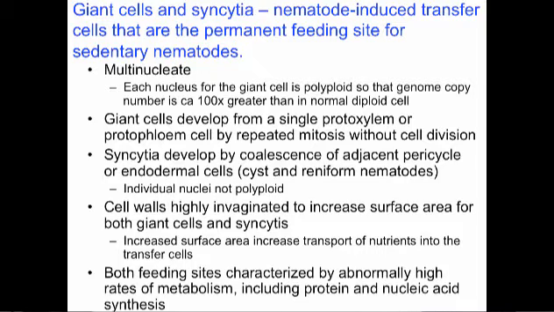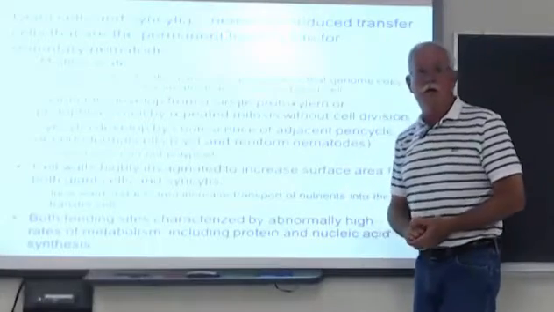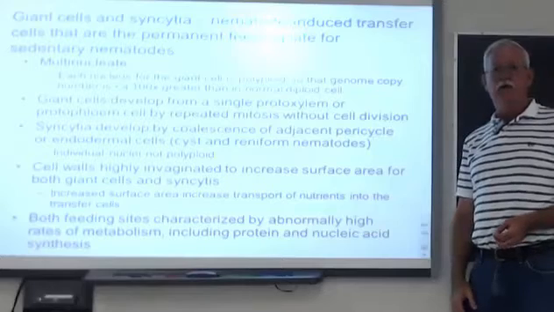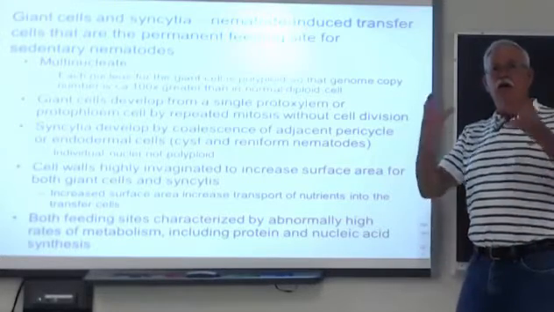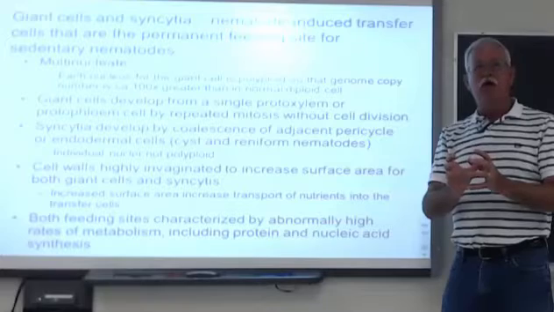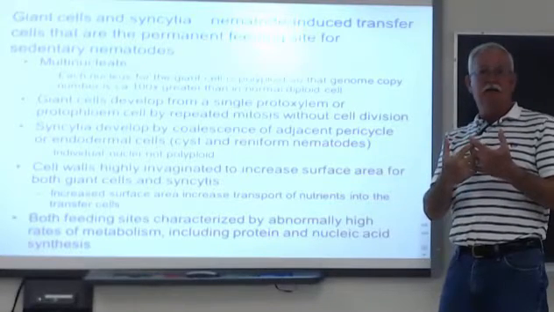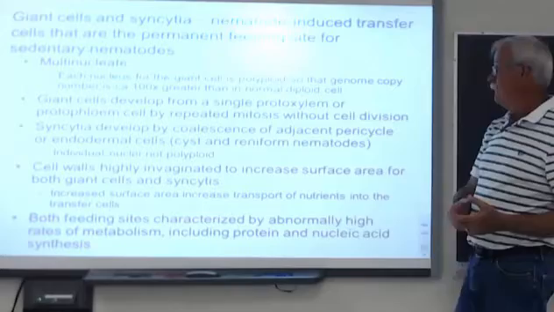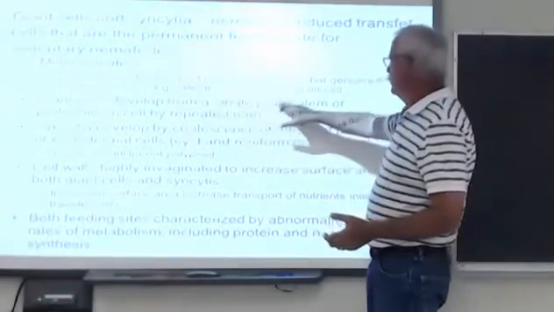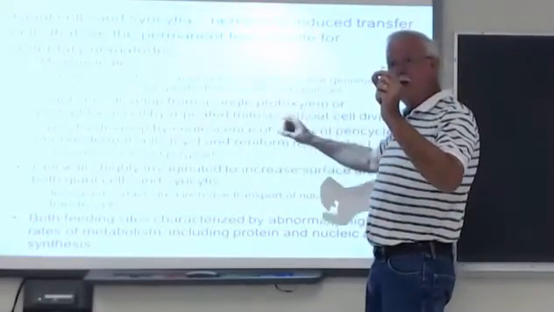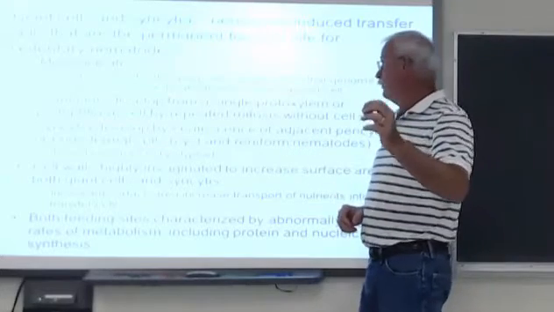Giant cells are noted because they are multinucleated, and each nucleus within the giant cell is polyploid, so that the genome copy number in a giant cell is typically 100-fold greater than in a typical diploid cortical cell. So every gene is copied over 100 extra times in these cells. Giant cells induced by the root knot nematodes develop from a single cell, with multiple nuclear divisions without cell division.